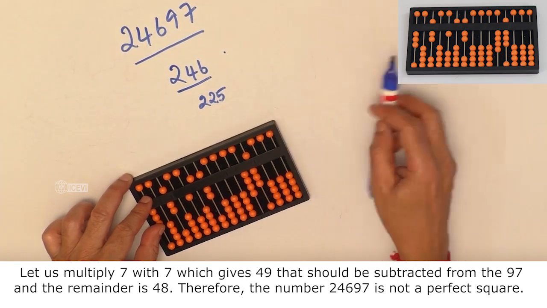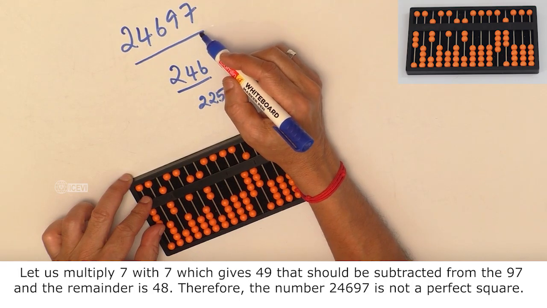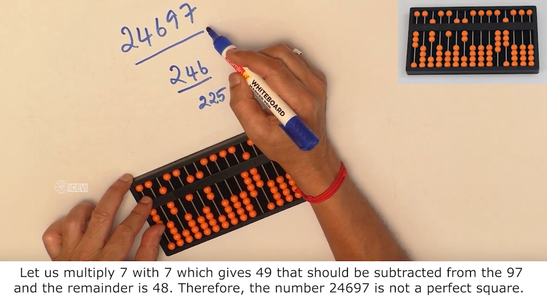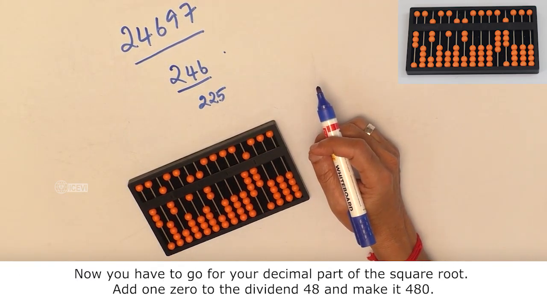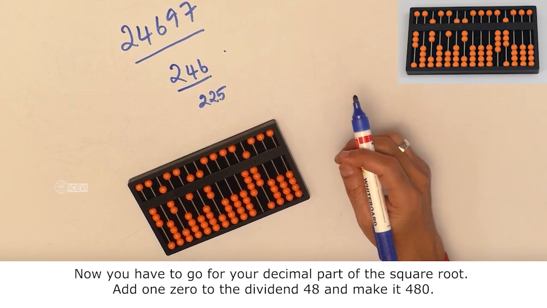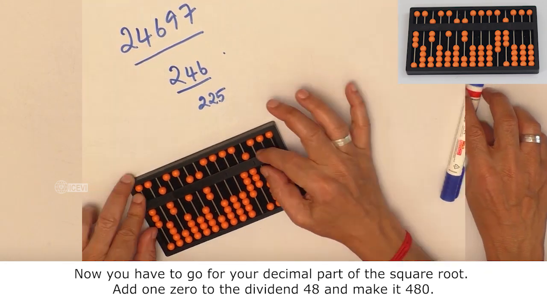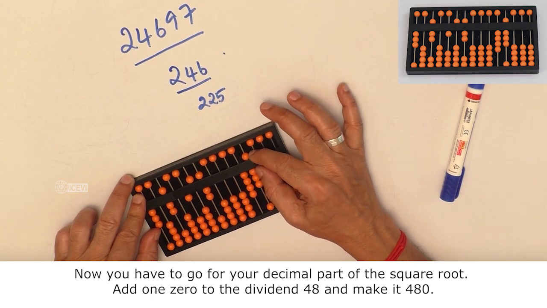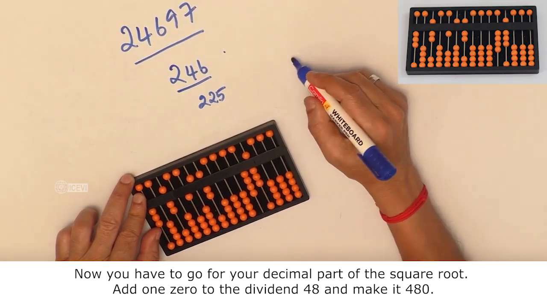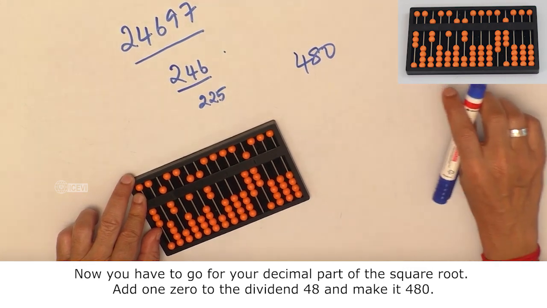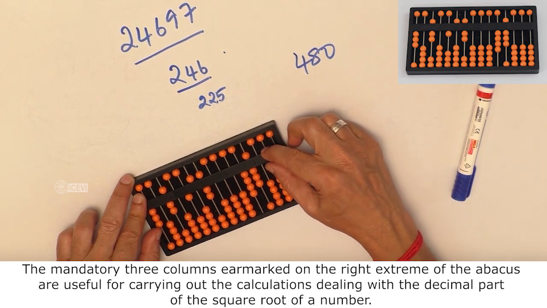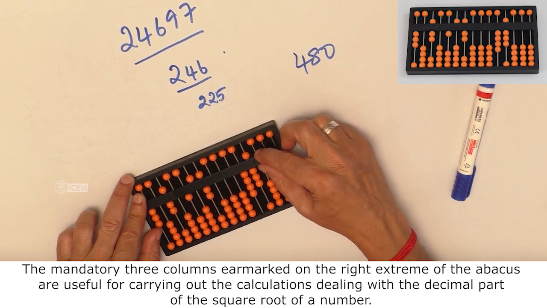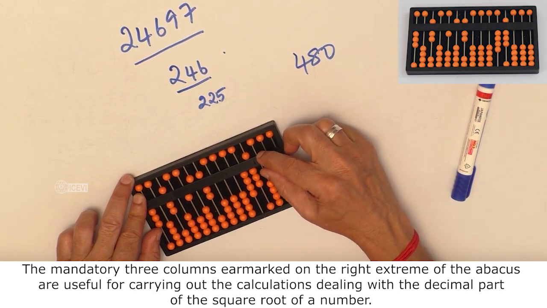Therefore, 24,697 is not a perfect square, as there is a remainder 48. Now you have to go for your decimal part of the square root. Add 1 0 to the dividend, which makes it 480. The mandatory 3 columns earmarked on the right extreme of the abacus are useful for carrying out the calculations dealing with the decimal part of the square root of a number.